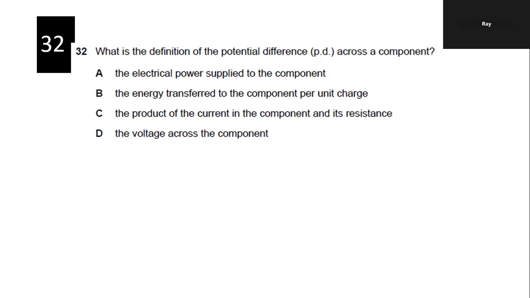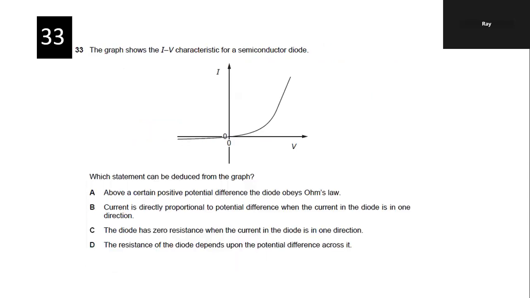Voltage across the component is wrong. What's the answer? The definition is standard. Remember, it's energy transfer to the component per unit charge. Energy per unit charge. That must be memorized. Okay, what's the answer for this one?